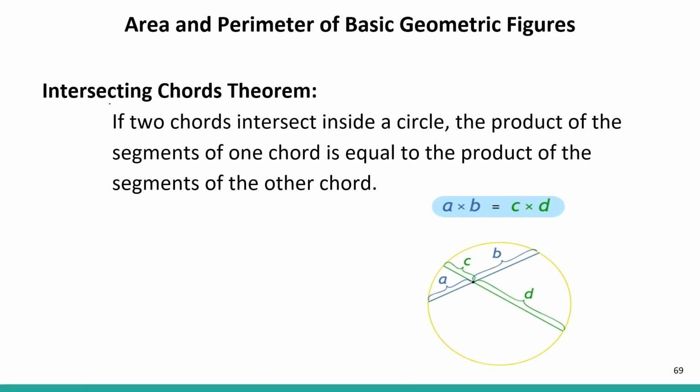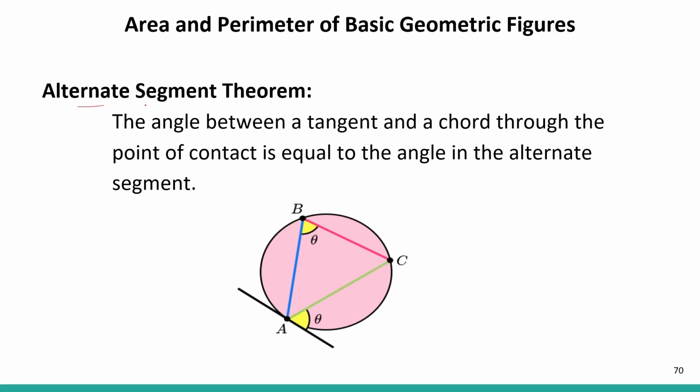The next property is the intersecting chords theorem. If two chords intersect inside a circle, as you can see, this is a chord and this is another chord, and these two intersect, then the product of the segments of one chord is equal to the product of the segments of the other chord. So we have two chords here, and these two chords are intersecting. The C part and D part product is equal to the A part and B part product of the other chord.